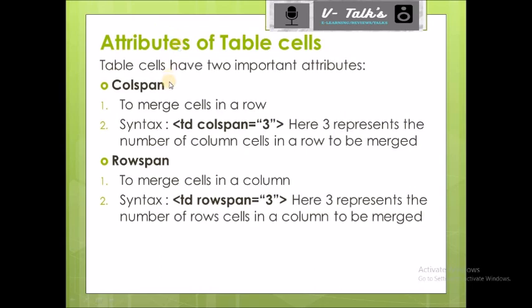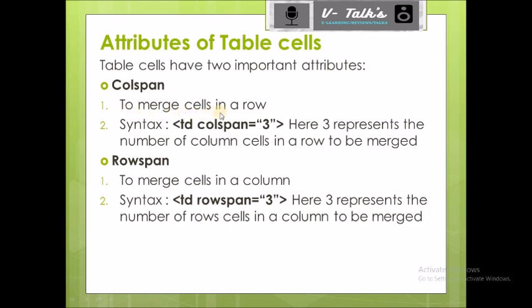Merging, you may have studied in cells. Merging means combining two cells together, or three, four or five cells together, or merging a full row together, or a full column together. That is what you have to learn. So, colspan and rowspan. First is colspan.